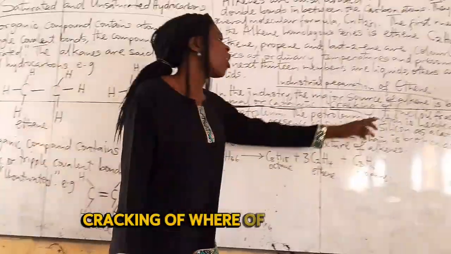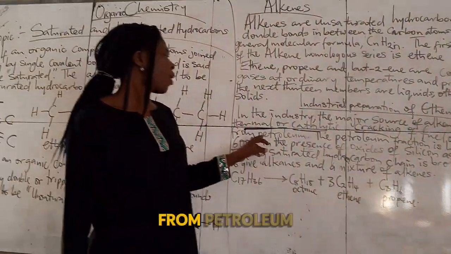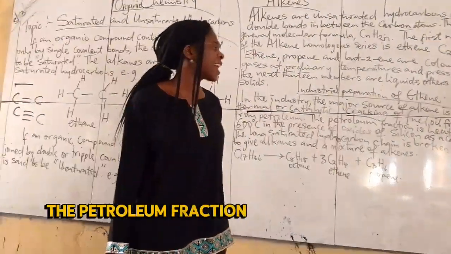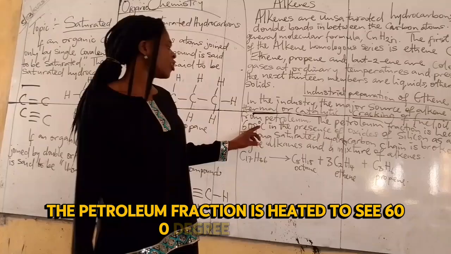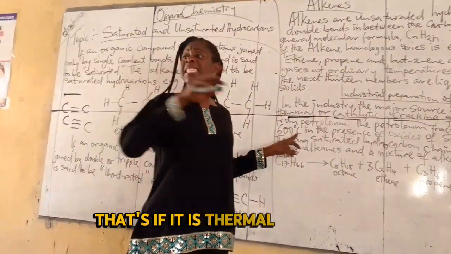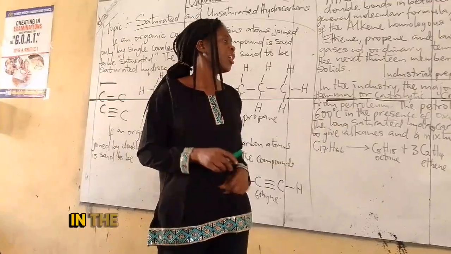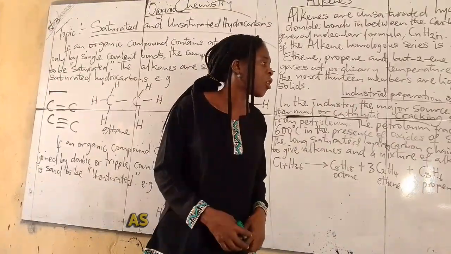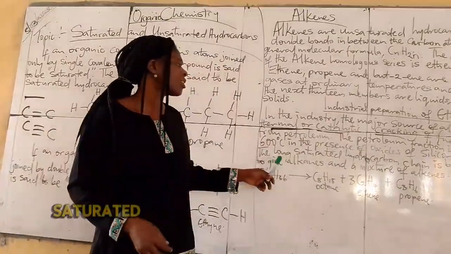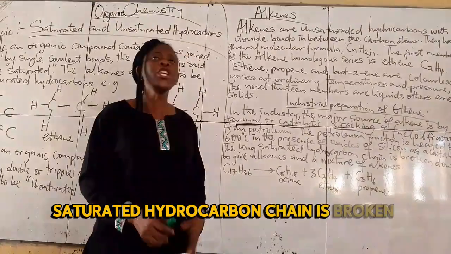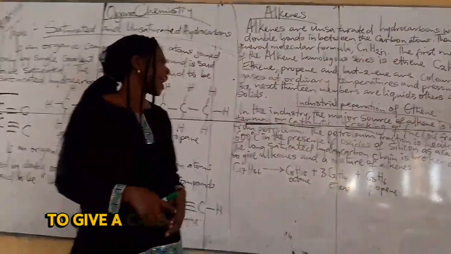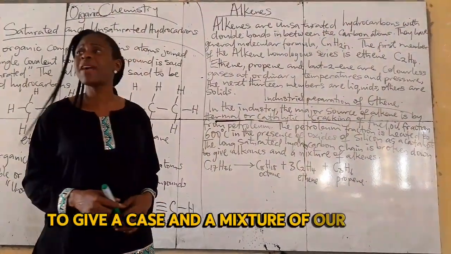So it is prepared industrially by thermal or catalytic cracking of fuel or fractions from petroleum. The petroleum fraction is heated to 600 degrees Celsius, that's if it is thermal cracking, in the presence of oxides of silicon as a catalyst. The saturated hydrocarbon chain is broken down to give alkanes and a mixture of alkenes.